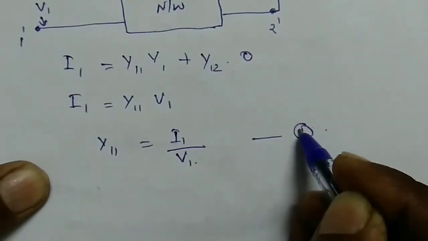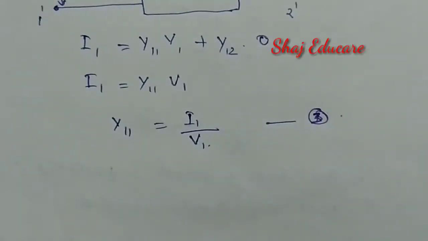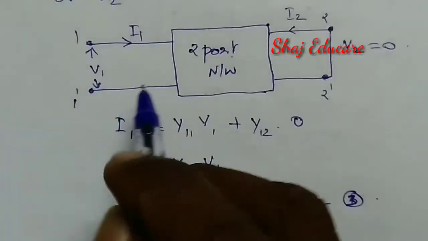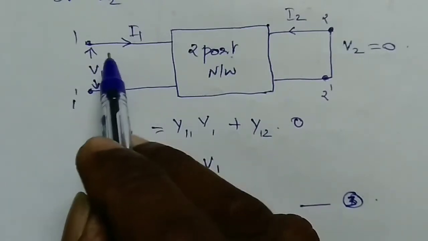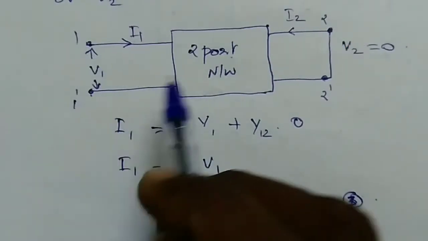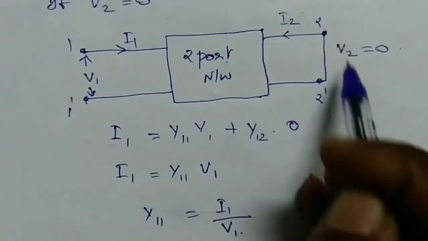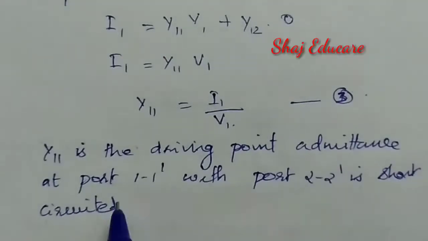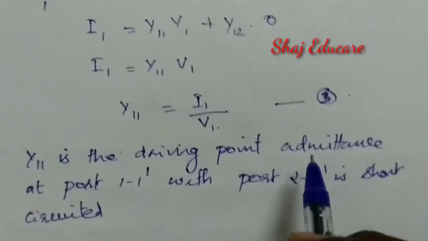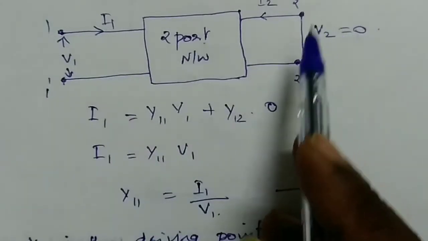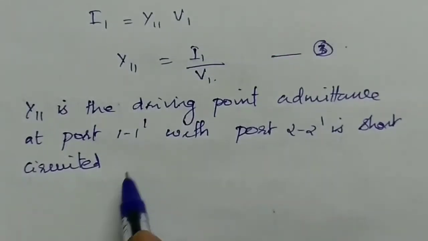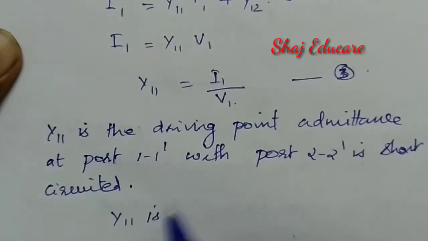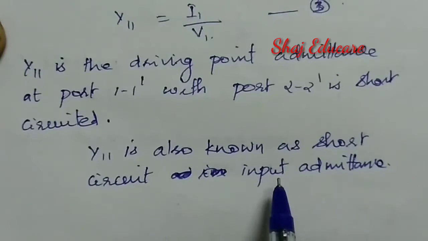Let us mark it as equation number 3. So simply we can say that Y11 is the driving point admittance at port 1 dash with port 2 dash short circuited. Y11 is also known as the short circuit input admittance.